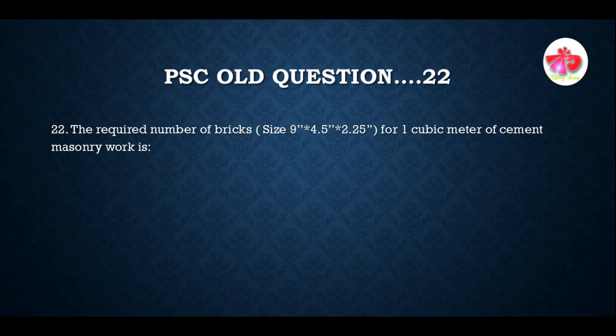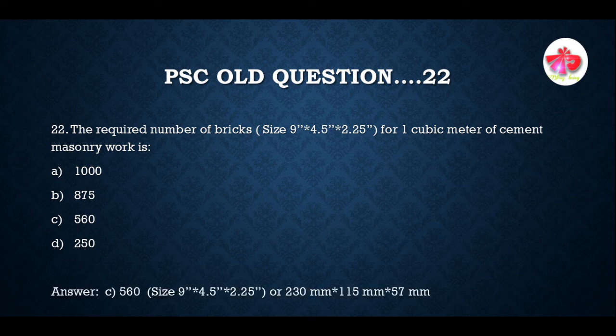The required number of bricks of size 9 inch by 4.5 inch by 2.25 inch for 1 cubic meter of cement masonry work is, option A is 1000 bricks, option B is 875, option C is 560, and option D is 250. Okay, so friend, the required number of bricks for 1 cubic meter of cement masonry work is always 560, option C.